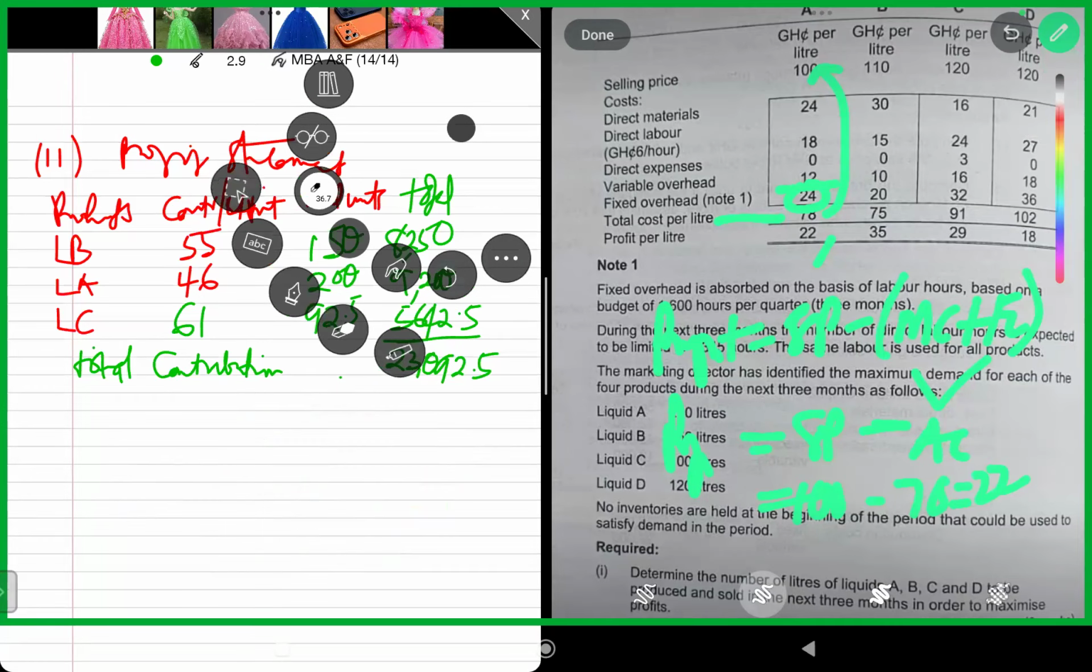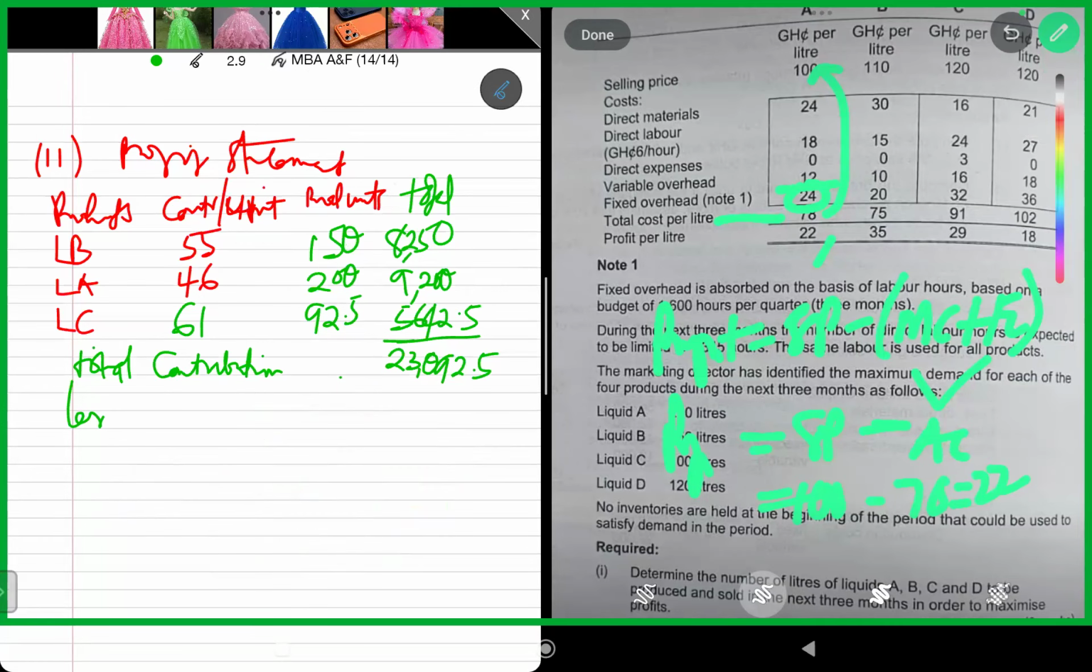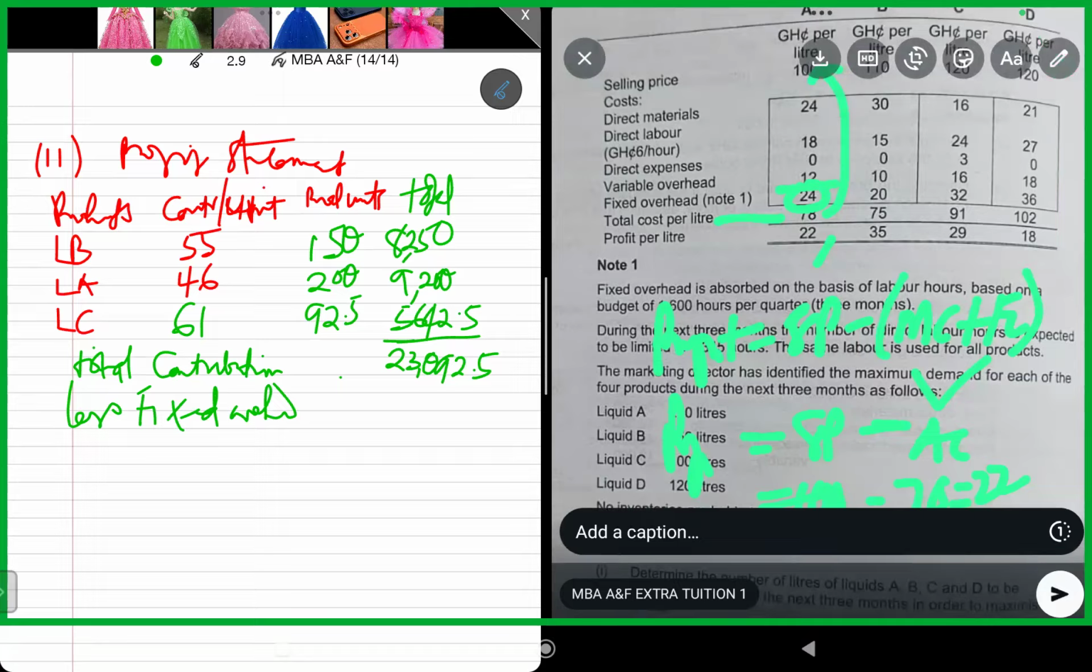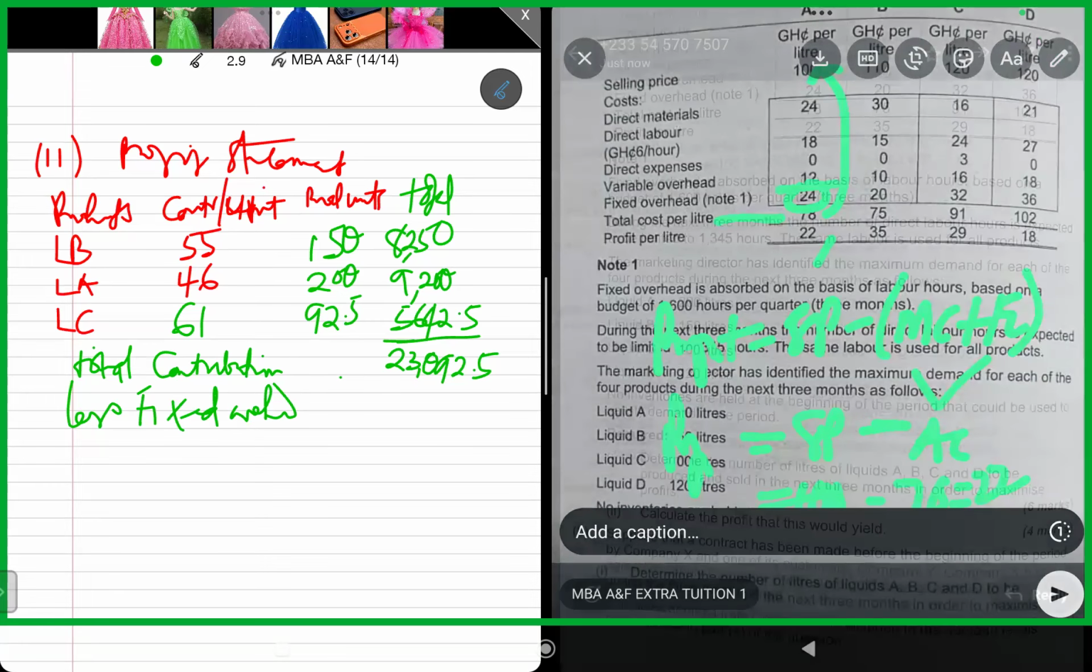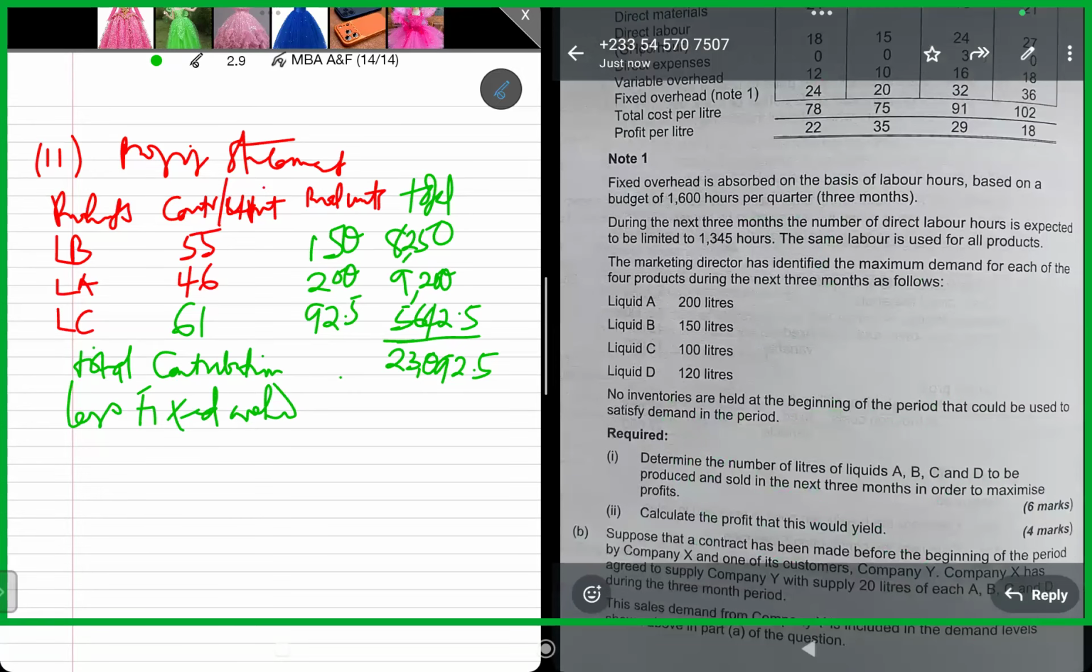Now, another thing: we will less the fixed costs. Here they said fixed overhead. But another issue is this: the fixed overhead has been given for each of them. Are you good? So if you were to calculate the fixed overhead, how are we going to deal with it? This will lead us to another working where we have to find the fixed overhead for each of the products, put all of them together into totality, and then bring it here.